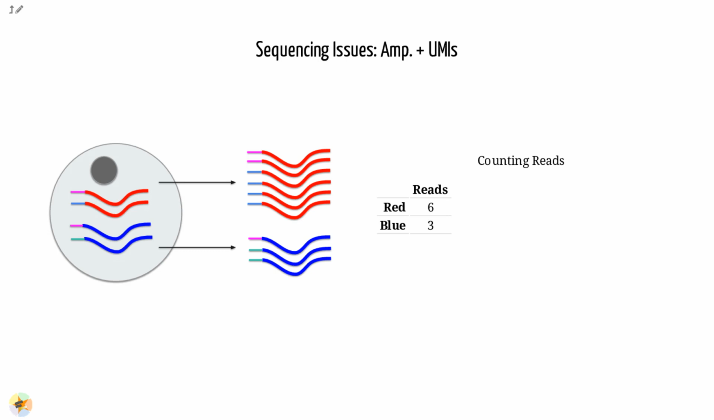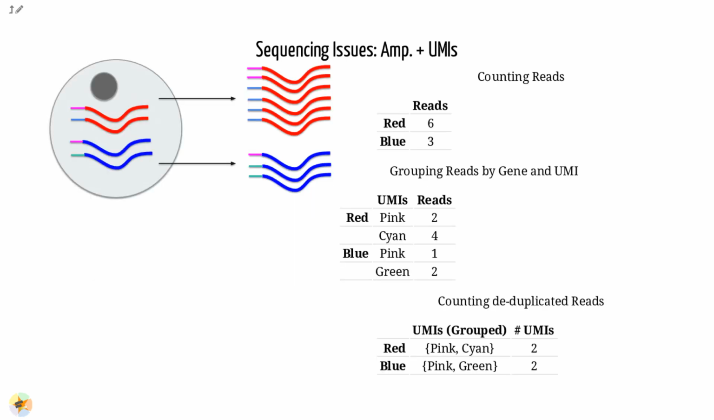However, if we group the reads by their UMIs, and then count only the number of unique UMIs per transcript, deduplicating the reads which share the same transcript and UMI, we arrive at 2 red reads and 2 blue reads, which better represents the true number of transcripts.